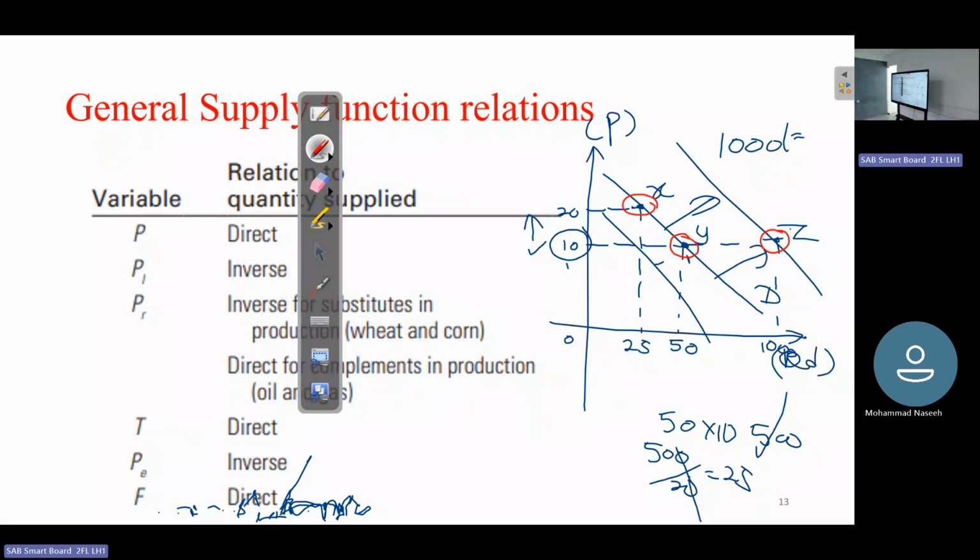It shifted rightward. Rightward. Clear? So from that, supply determinants. It's all about demand determinants.